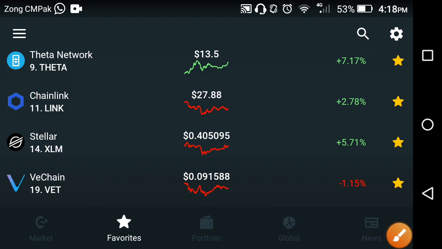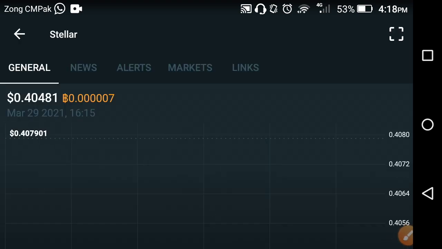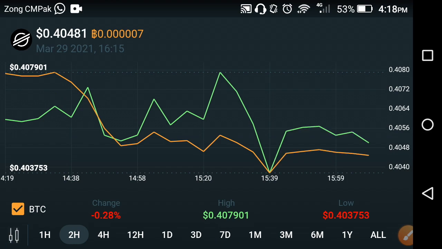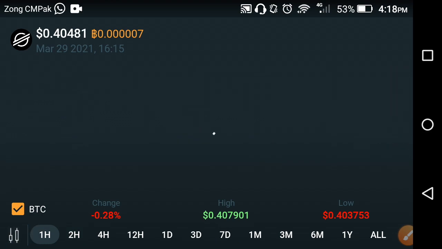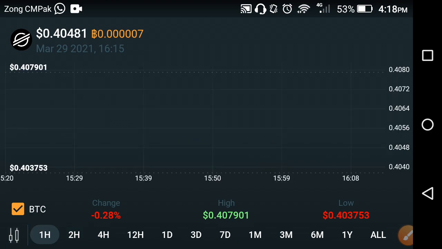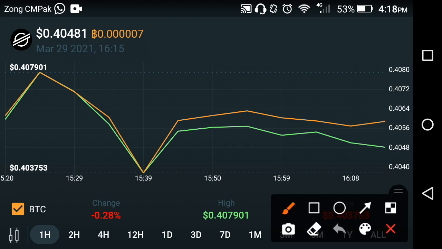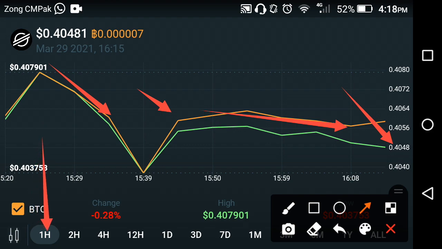Now let's see what changes occurred in Stellar XLM in the previous last 1 hour. As you can see now on the graph, that is the live price change that occurred in the last 1 hour you're watching now. First of all, we look at the graph of Stellar XLM of the previous last 1 hour. The graph tells us that Stellar XLM fell down in the last 1 hour period, as you can see here. Now that is the live price change that occurred in Stellar XLM.